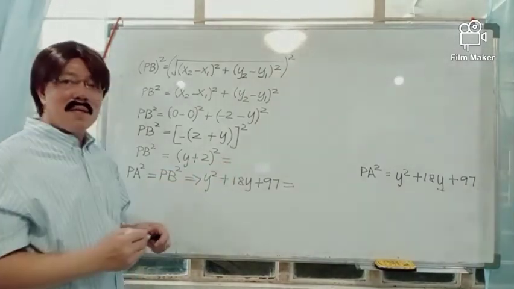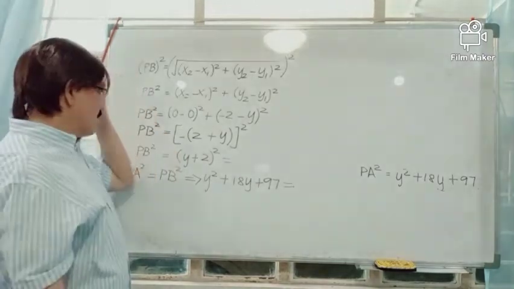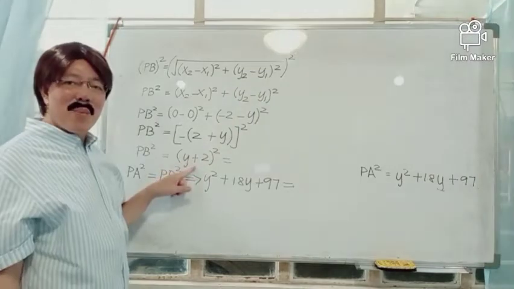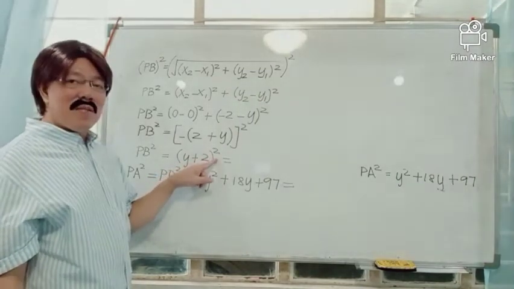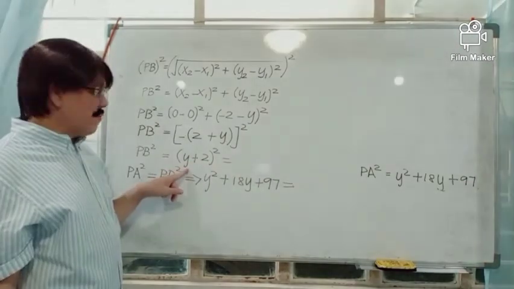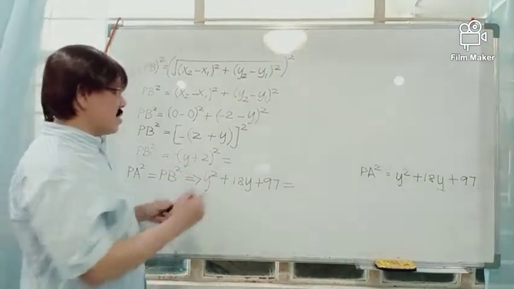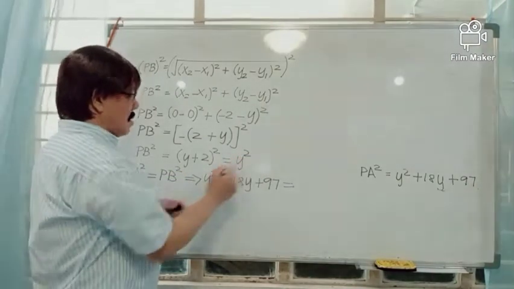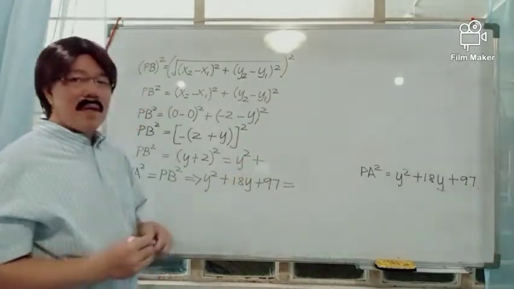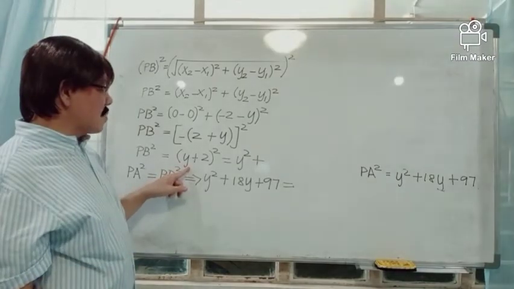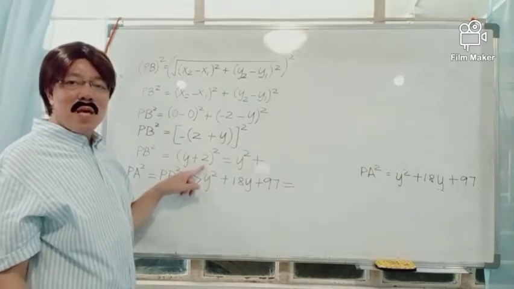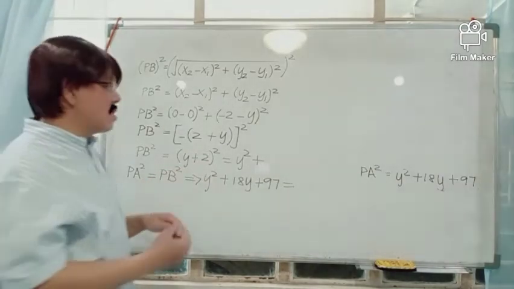Again, we apply the special product rule for the square of a sum or for the square of a binomial. And the special product rule says the square of a sum is equal to the square of the first term. The first term is y, and the square is y squared. Since we have a sum here, the second term is positive. And the second term is 2 times the product of these two terms. 2 times y times 2. But 2 times 2 is 4. Multiplied by y is 4y.